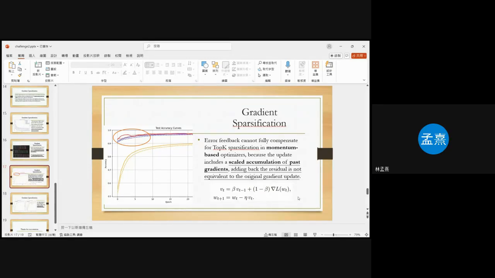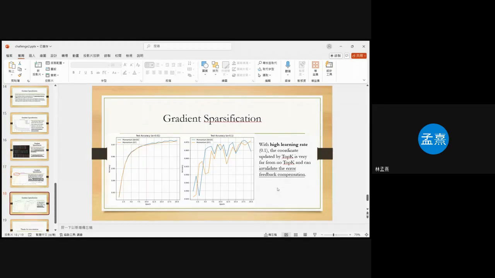Okay, so with higher learning rates like 0.1, the coordinate updated by top K is far from the one without top K, and this can invalidate the error feedback compensation. So the error feedback is no longer compensating for top K, like in the right plot.